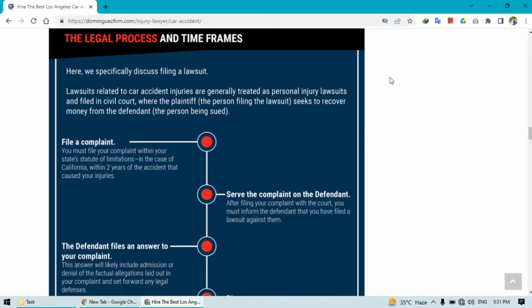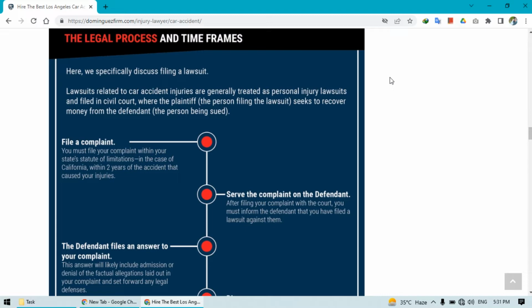File a complaint. This is the first. You must file your complaint within your state's statute of limitations. In the case of California, within 2 years of the accident that caused your injuries. Second, serve the complaint on the defendant. After filing your complaint with the court, you must inform the defendant that you have filed a lawsuit against them.